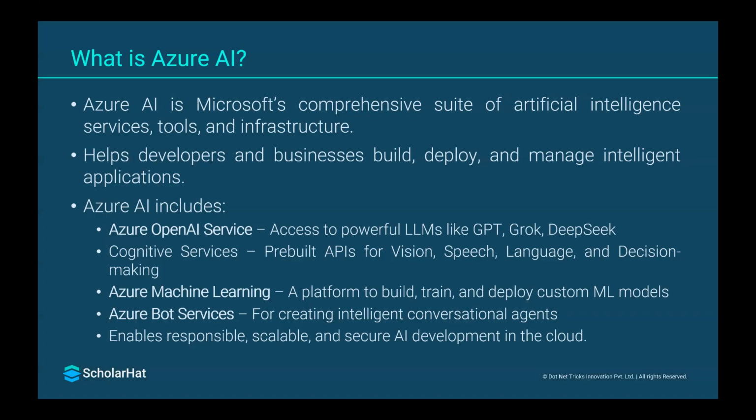So now the question is here, what is the Azure AI? Because so far we just talk about the AI, ML, DL, and the Gen AI and the LLM. Now the question is here, how the Microsoft Azure can help us to do all these things. So Microsoft Azure is a comprehensive solution. It's a comprehensive suite of artificial intelligence services, tools, and infrastructure.